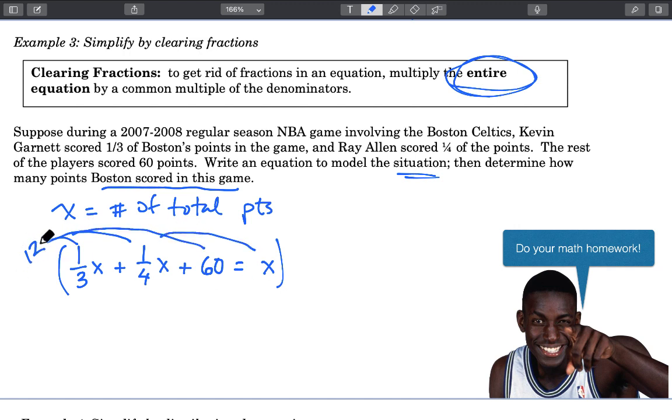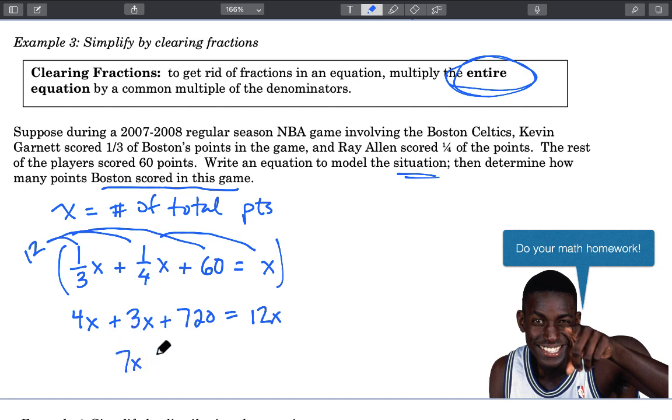So I'm going to say 12 times 1/3, that's going to give me 4x. And I'm going to say 12 times 1/4, or 1/4 of 12, which is 3x. And then I'm going to say 12 times positive 60, that gives me 720, is equal to 12 times x, which is just 12x. So what we've done is we've created an equivalent equation that does not have fractions. That's much nicer to work with.